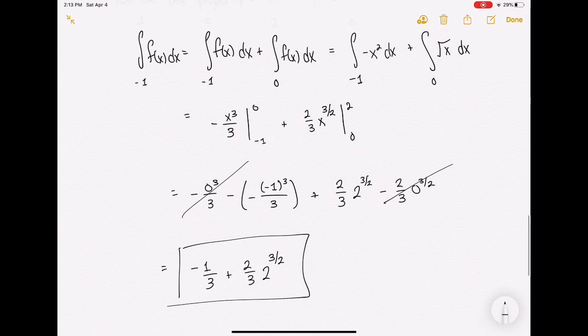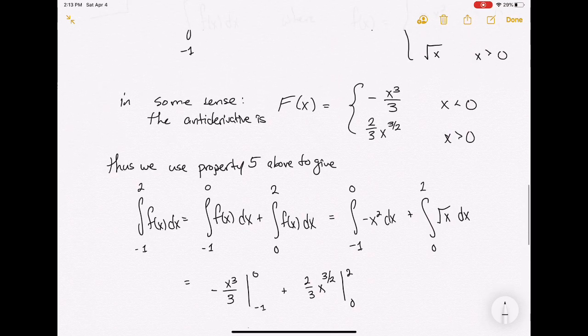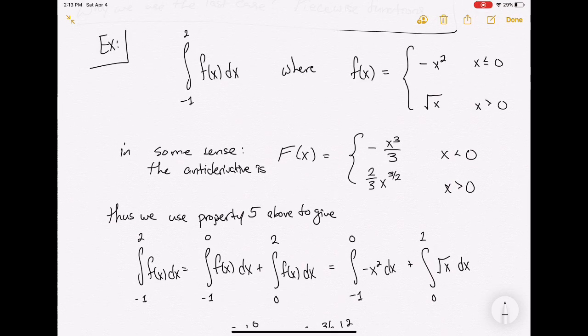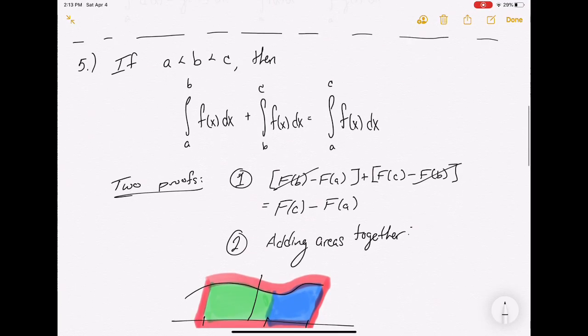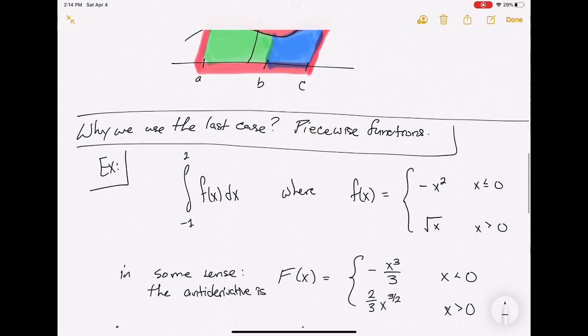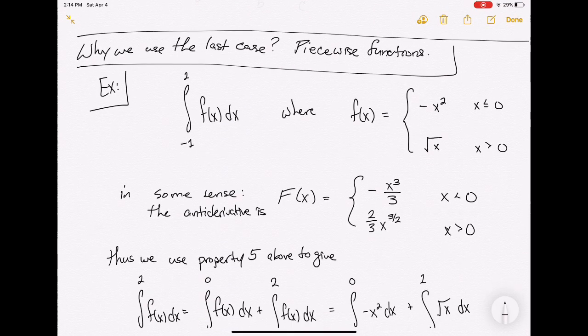But that's how you would do something for a piecewise function. That's the whole reason why we have this last case here. If a is less than b is less than c, then you can either add integrals together or break them up. And it turns out more often than not, we break them up.